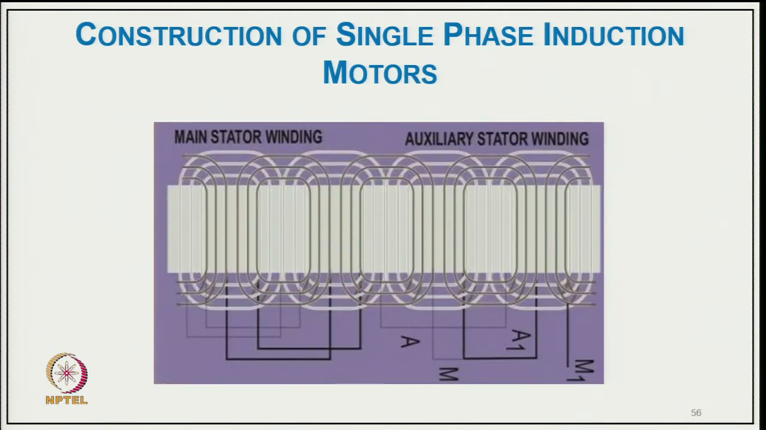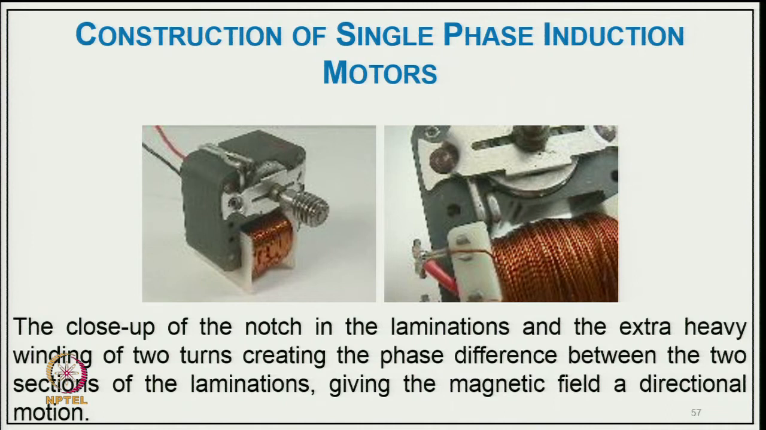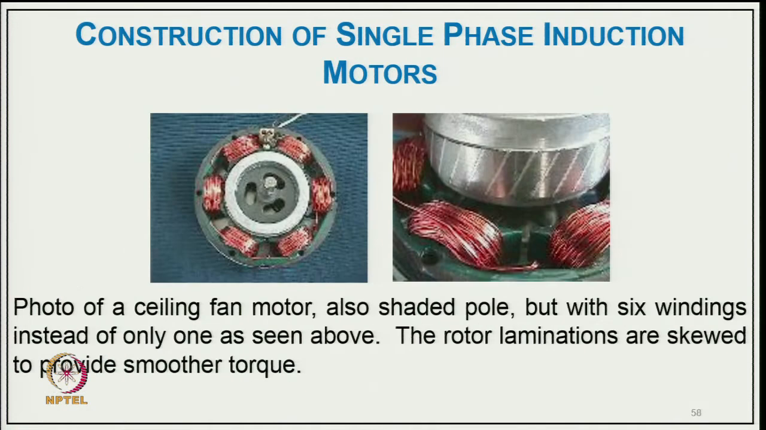Then the winding, main winding and auxiliary winding, how it is put into the slots as a concentrated winding. Then a close view of the typical notch in the laminations and an extra heavy winding of two turns creating a phase difference between the two sections of lamination, giving a magnetic field direction for the shaded pole motor. And then the photo of a ceiling fan motor, also shaded pole, but with fixed winding instead of only one seam.